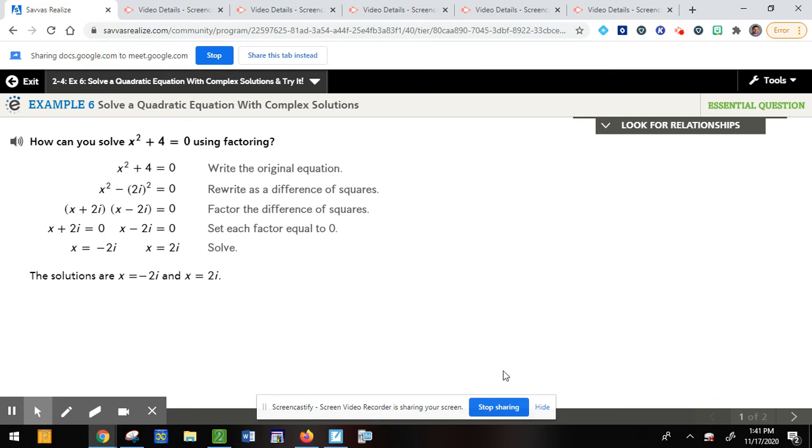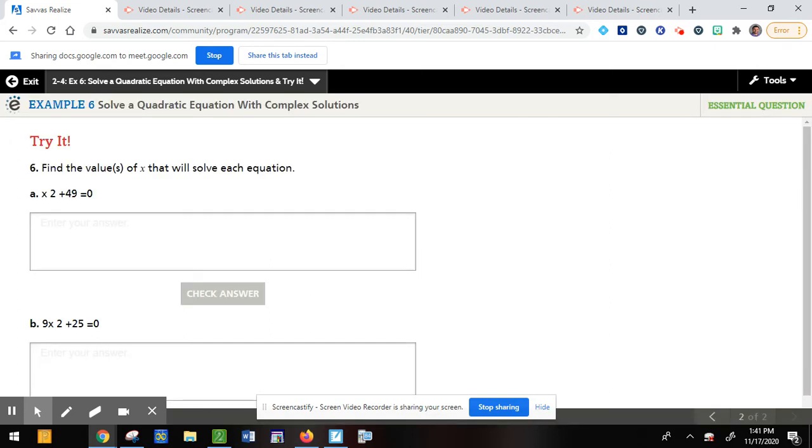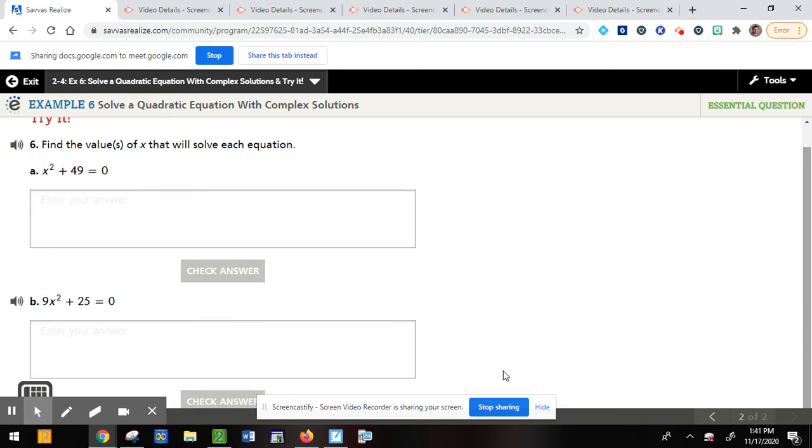Anyway, it's going to end up being x plus 2i times x minus 2i. And then you set both those factors equal to 0, and the solutions you get are negative 2i and 2i. Okay, so let's take a look at this example here. Why don't you try both of these, and then after you pause it, come back.